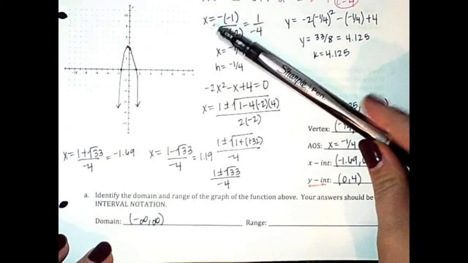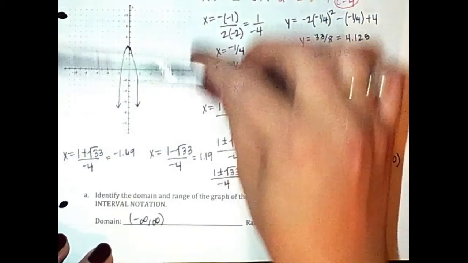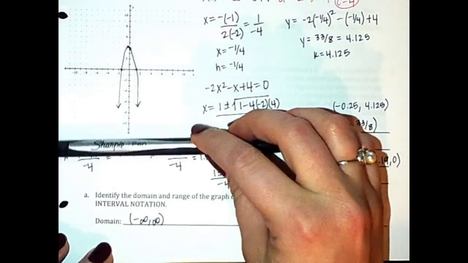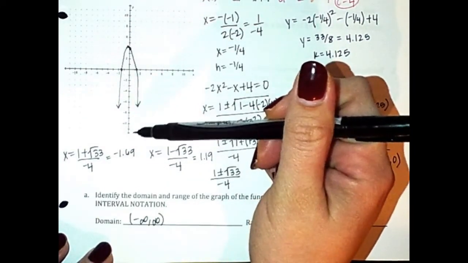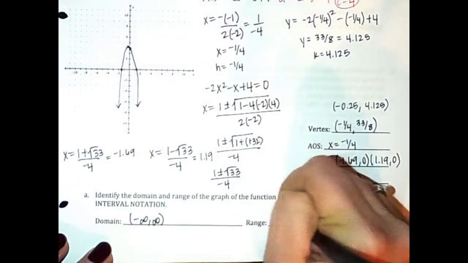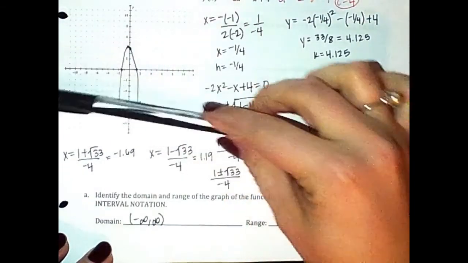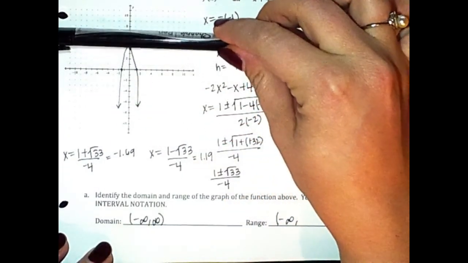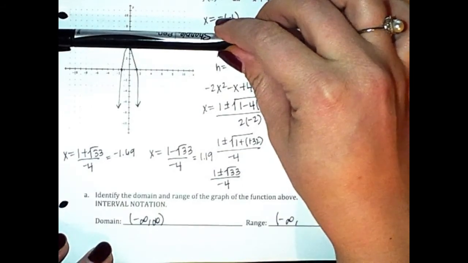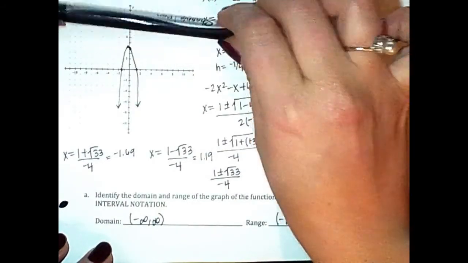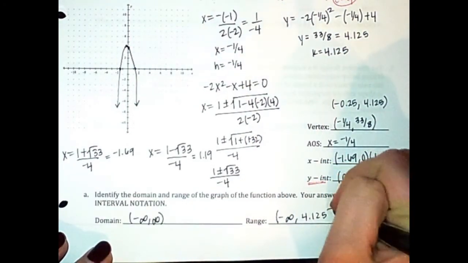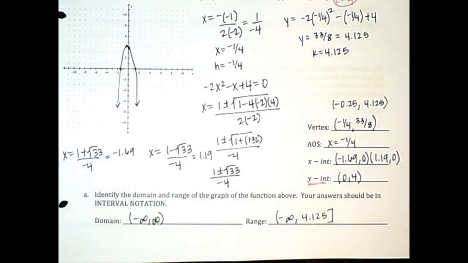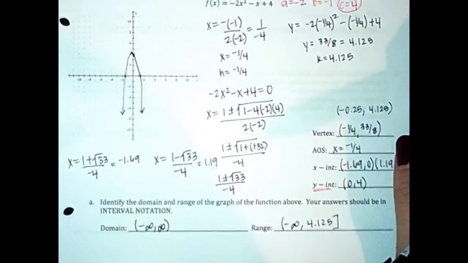So then the range, remember, is going from bottom to top. So we're looking and we're getting arrows. So that means this is going on forever and ever. So we start at negative infinity. And as we go up, well, the tallest point, the highest point, which is the vertex, is my y value of my vertex, which is 4.125 with a bracket. Okay, that wraps up problem number 2.